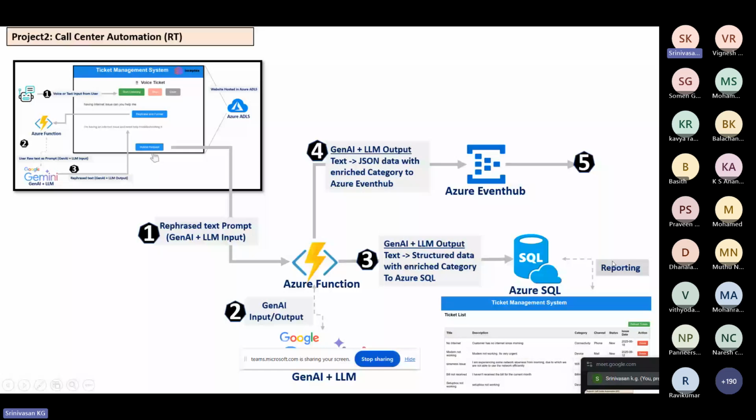Okay, so after that, I'm also converting this data into a JSON format after writing the data. Whatever input has been given, the title, subject, and the description, I'm converting into JSON and pushing into the Azure Event Hub. Event Hub is one of the services in Azure.